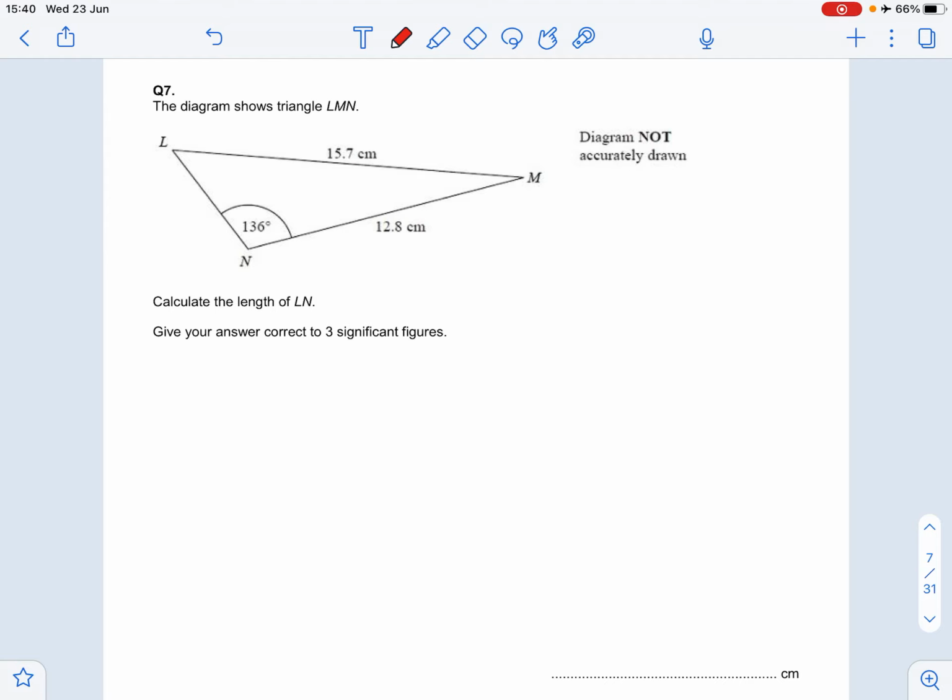The diagram shows triangle LMN. Calculate the length LN. So LN is this length here. And we're asked to calculate the length, giving your answers to 3 significant figures. So just looking at the diagram, what kind of information do we have? So we have the angle N, and we have side N, and we are given length L.